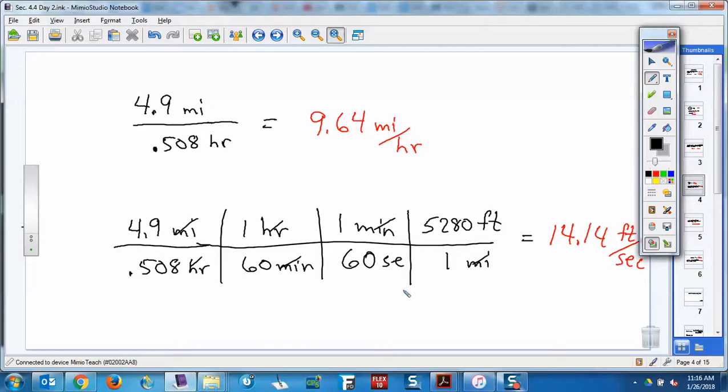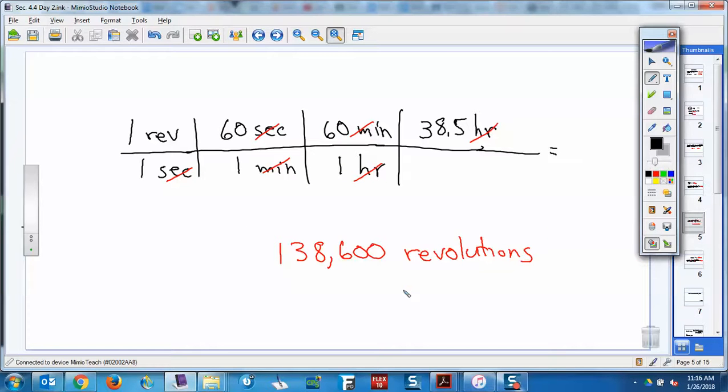Okay, if I go 38 and a half hours, I did the same thing here. I wanted to end up with revolutions. I want to know how many times am I going to pedal. So I want to end up with revolutions. Well, I know I'm going one revolution in 1 second. So there's 60 seconds in a minute, 60 minutes in an hour, and I'm going to go for 38.5 hours. And so that's going to cancel out everything but revolutions. So I get 138,600. Okay? And again, some people did some different things there to get those.